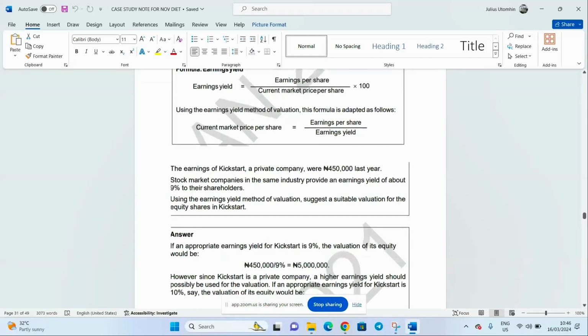Let's look at this illustration. The earnings of Kickstart, a private company, were 450,000 naira last year, meaning the profit of Kickstart company was 450,000 last year. Stock market companies in the same industry provide an earning yield of about 9% to their shareholders.